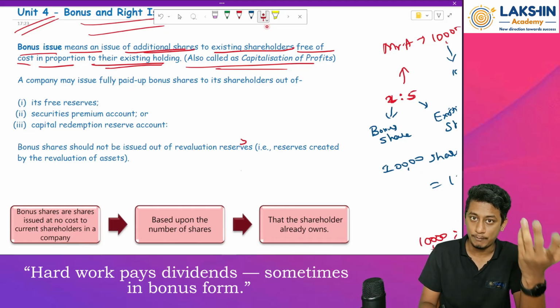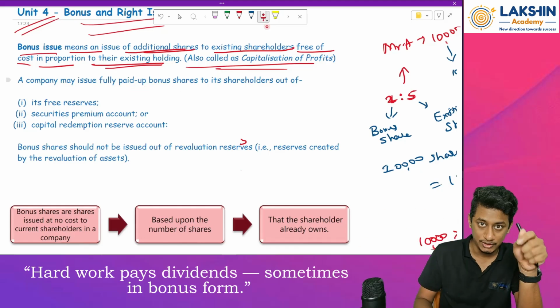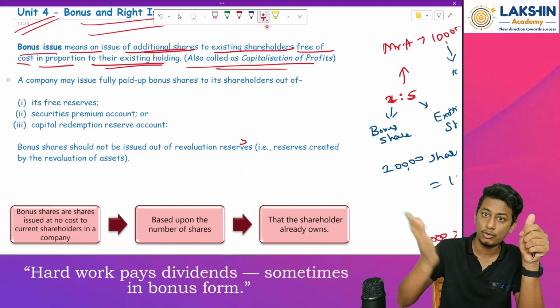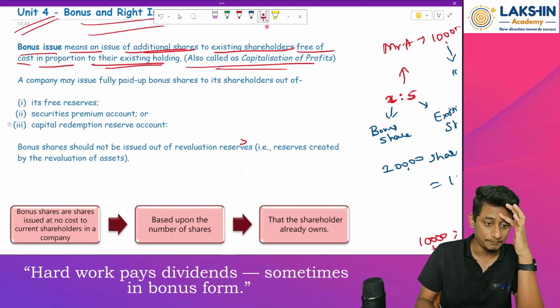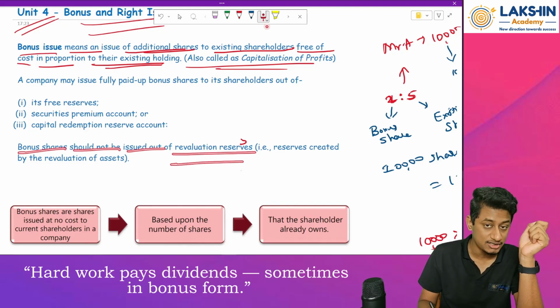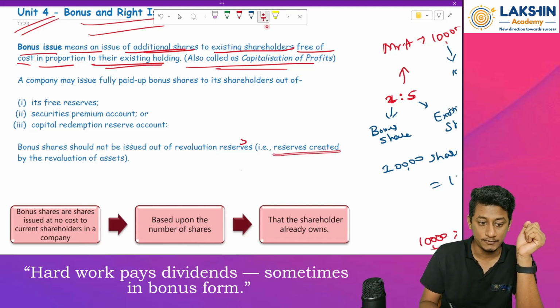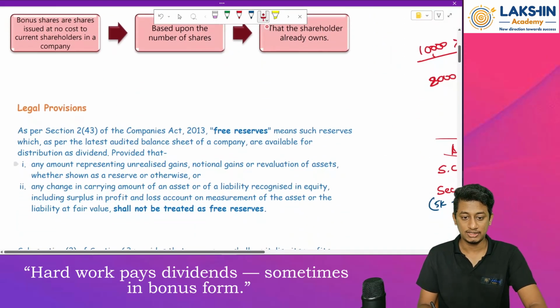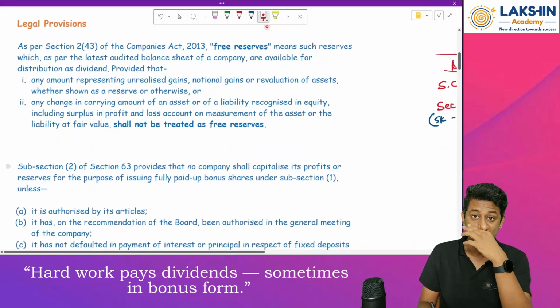See, because if I issue partially, tomorrow will I receive any money for the bonus shares? No. So that means issue the whole shares. Clear? Okay. So now, bonus shares should not be issued out of revaluation reserves. That is, reserves created from the valuation of assets. Okay. Let's look at some examples. Okay. First of all, I will show you the legal provision.